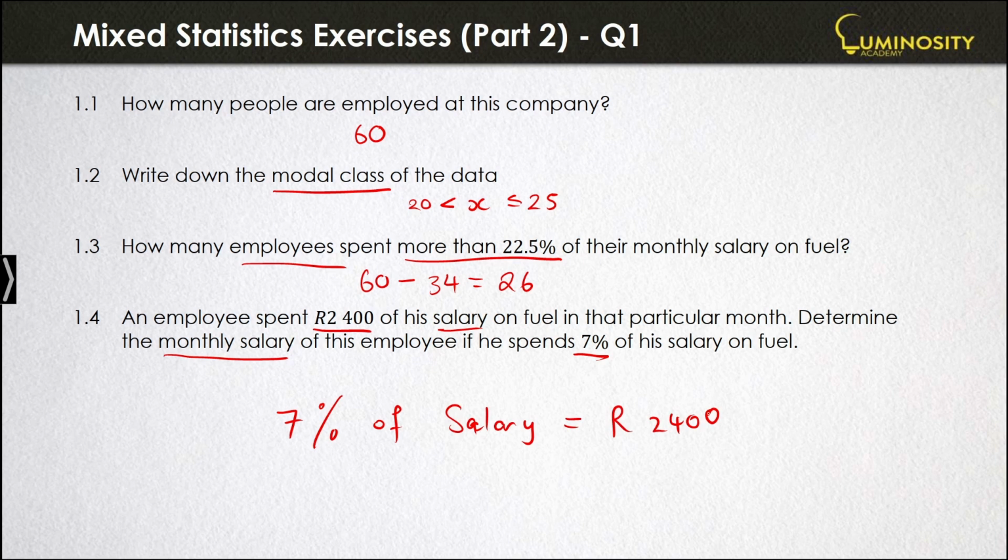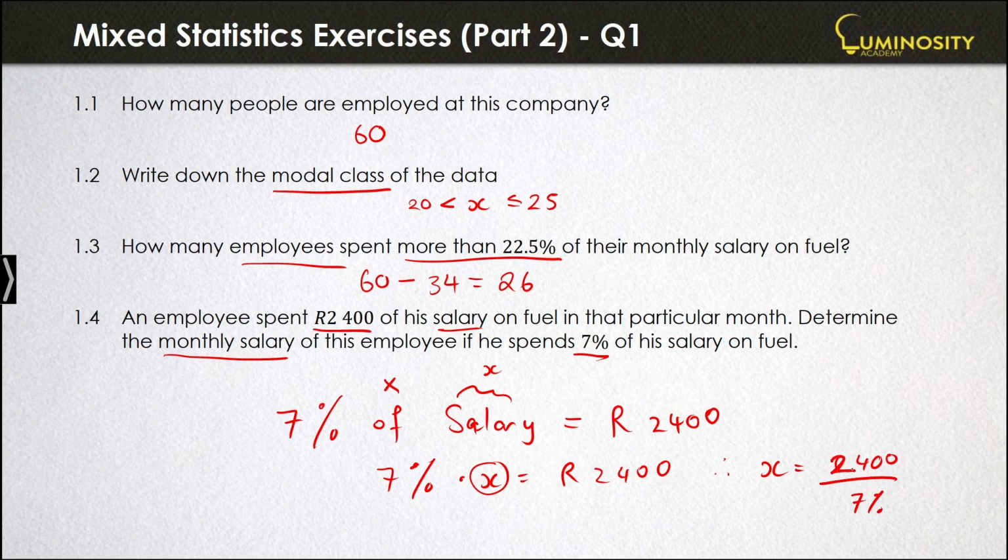So this is an algebraic equation that we can solve logically. Of in mathematics is associated with multiplication, so it's 7%, and if you want to call the salary X, that's fine. So 7% times X equals 2,400. To solve for X, I divide by 7%. So X is going to be 2,400 divided by 7%. Remember, 7% means 7 over 100.